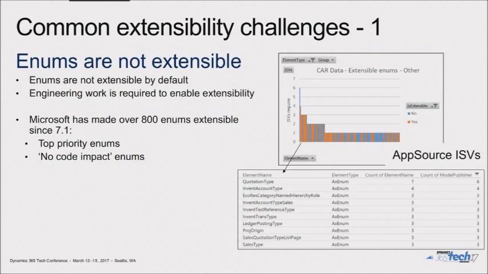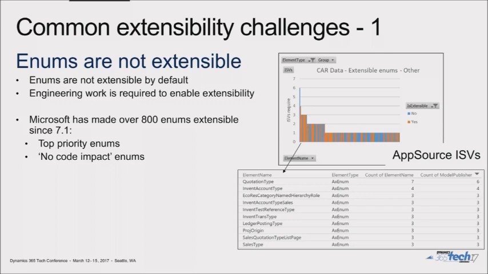Okay, next is just talking about some common extensibility challenges. I'll go through 3 slides of this. First of all is enumerations that aren't extensible. By default, enums were not extensible, and the reason for that is because as soon as you make an enum extensible, you no longer can depend on the value that is behind the enum. And if any place in code depended on that value, you're going to break code. So by default, we didn't have the option to make them all extensible.